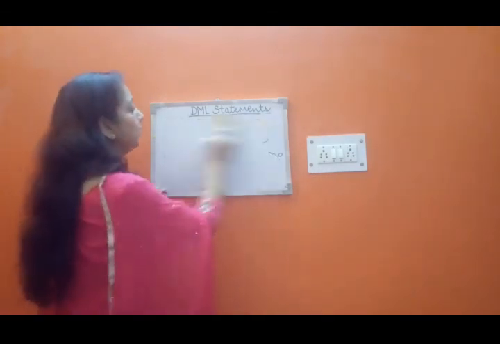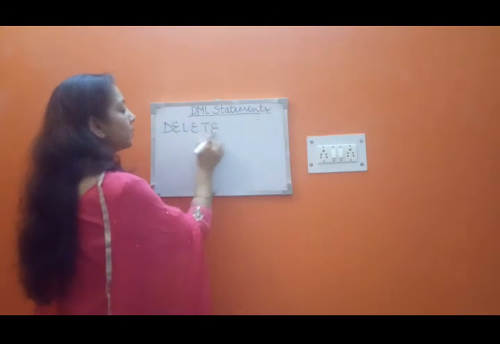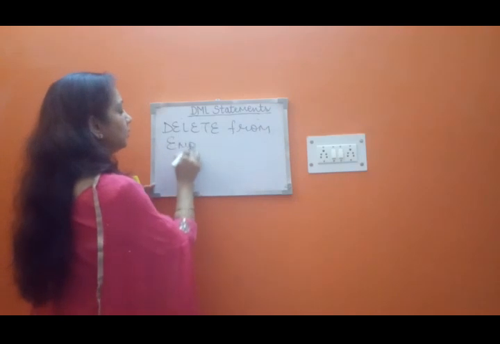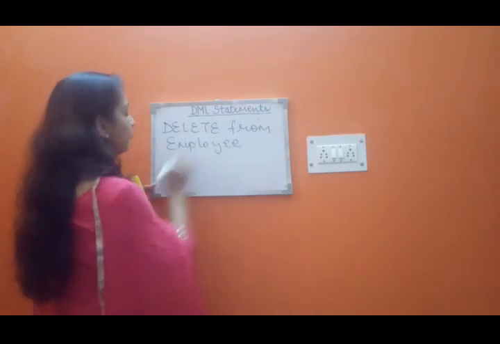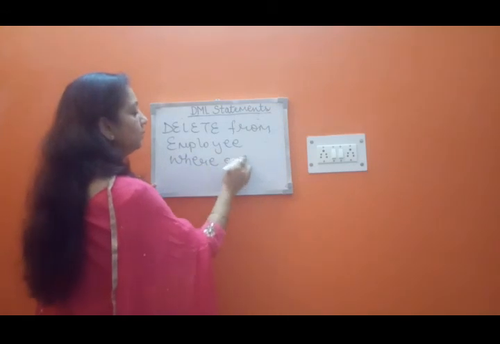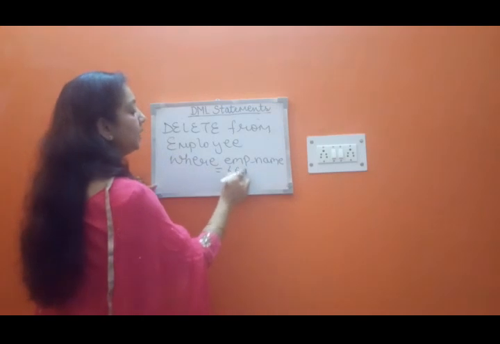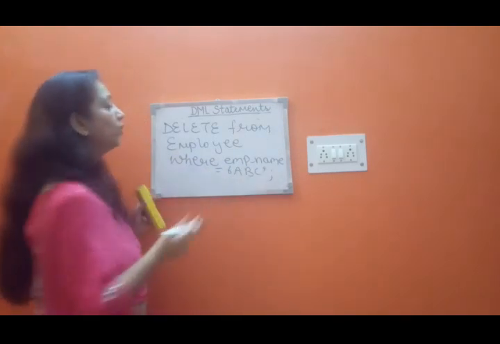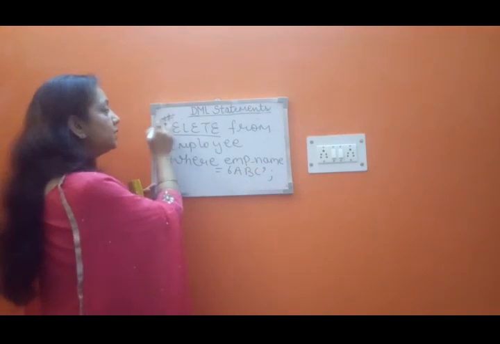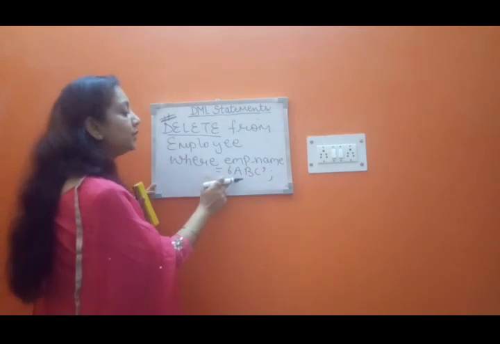An example would be delete from employee where employee name equals to ABC. ABC has left my organization. I do not want to keep its records. I say delete. I want to delete its records. That is from the employee table. I want to delete only one tuple, that is of the ABC employee.